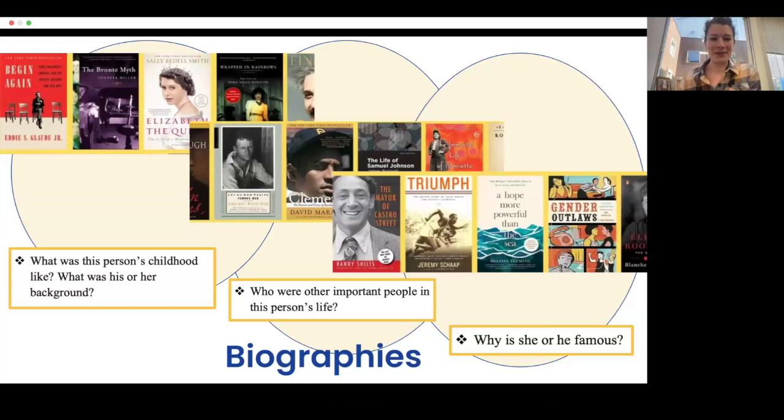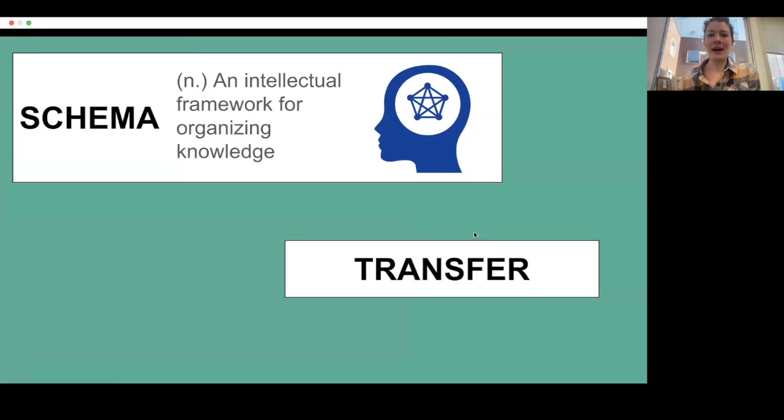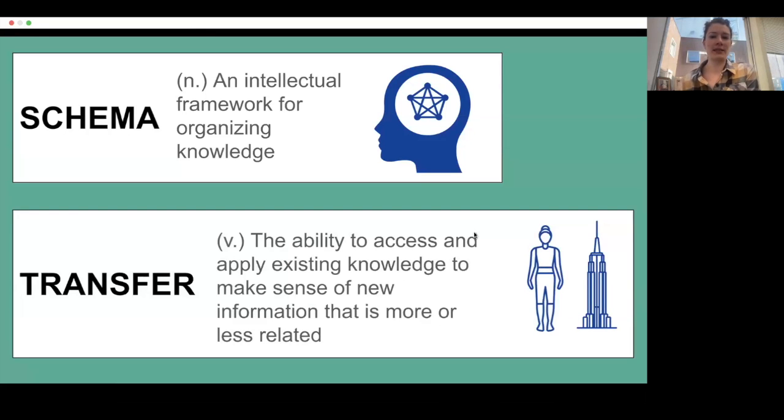This is just examples of different biographies and the kinds of information you find in them. And then we have this other concept, transfer. So this is a verb, and transfer is the ability to access and apply existing knowledge to make sense of new information that is maybe more or less related to the existing knowledge that we have.